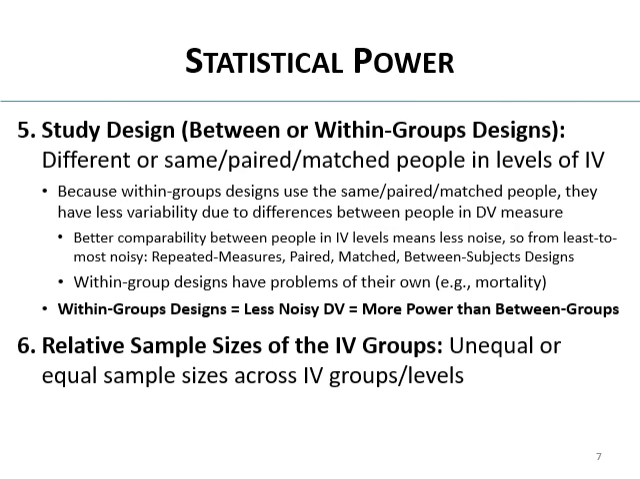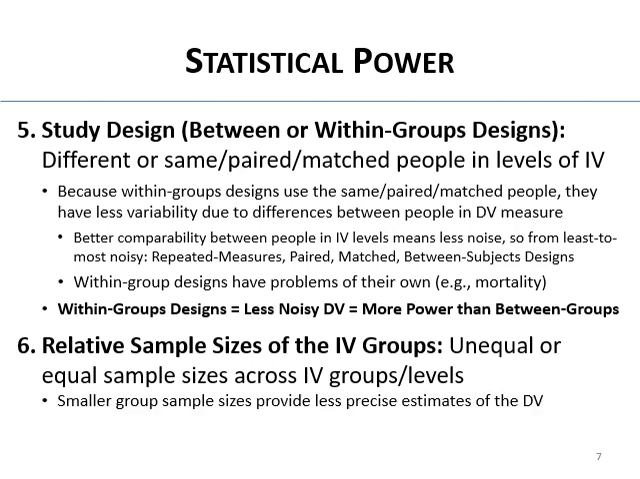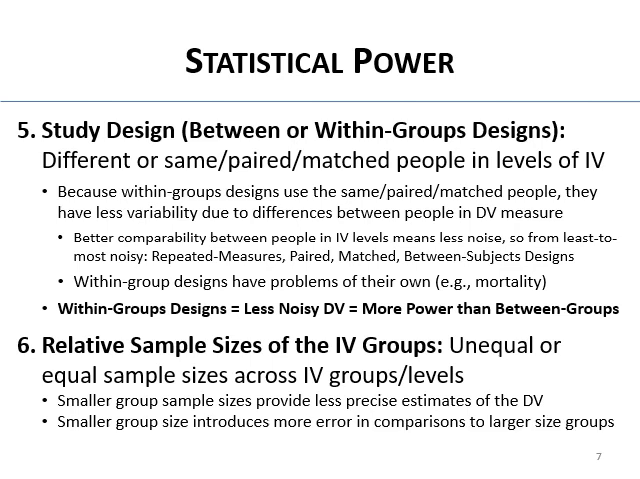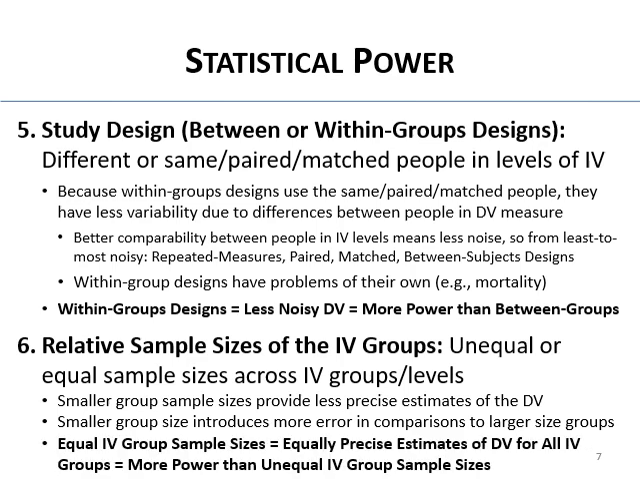Which one do you think is more powerful? Well, smaller group sample sizes provide less precise estimates of your DV. So if you've got groups that are different sizes, the smaller one has more error than the bigger group. And so the smaller group introduces more error in comparison to the larger group. So equal IV group sizes give you equally precise estimates of the DV for all of the IV groups, and that gives you more power than unequal.